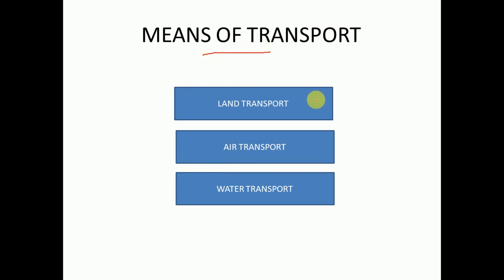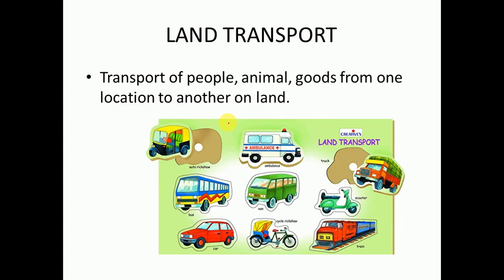There are 3 different means of transport. One is land transport, air transport, and the third is water transport. So now what we'll do, we'll learn about them one by one. First is land transport. Land transport क्या होता है?